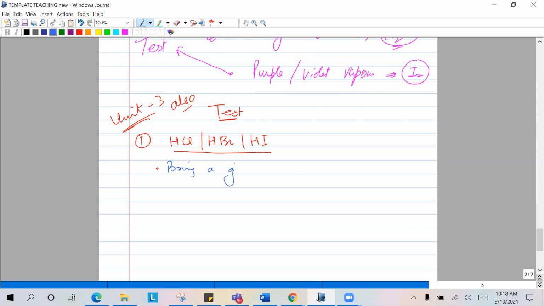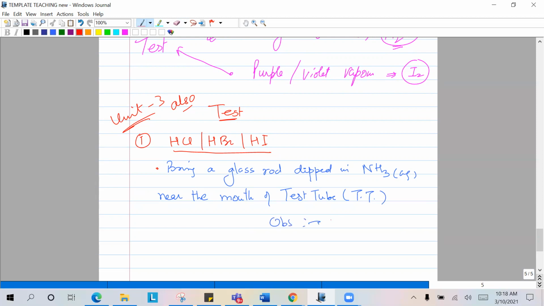Bring a glass rod dipped in ammonia solution near the mouth of the test tube. Your observation will be, and this is a very important thing, dense white fumes.